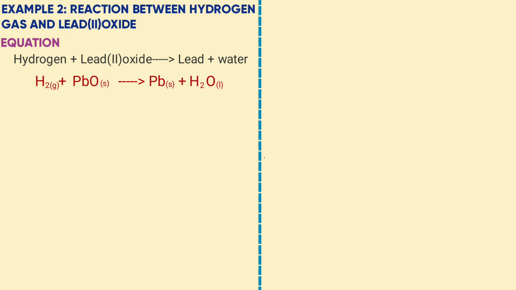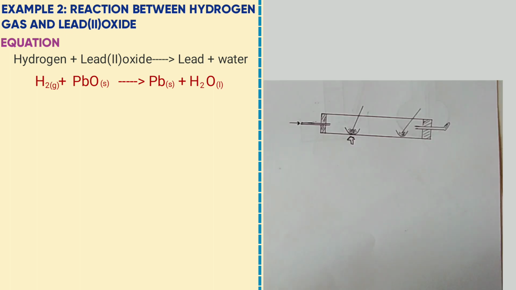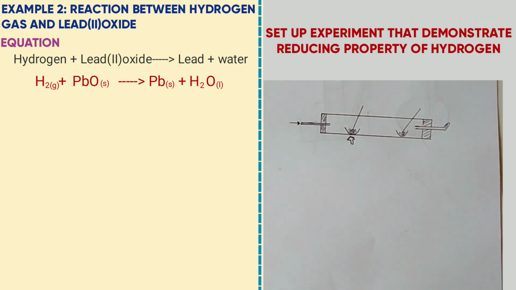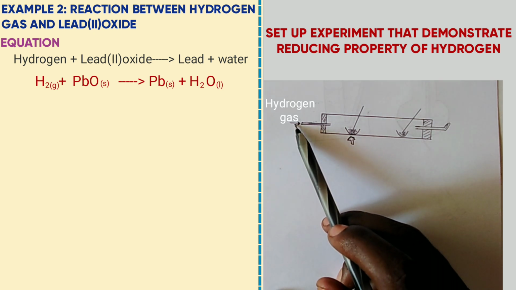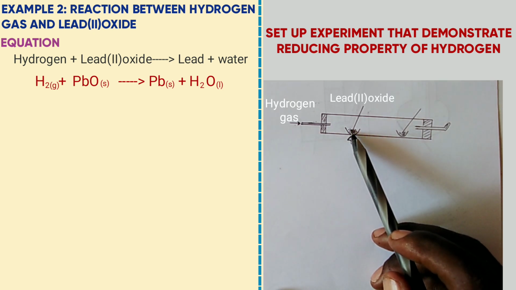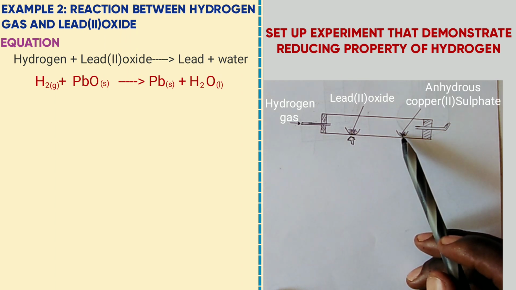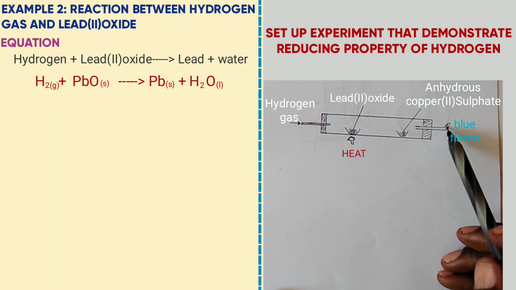Now, the setup diagram below was used to demonstrate the reducing property of hydrogen by passing it over heated lead(II) oxide. So, hydrogen gas is allowed in here, here is lead(II) oxide. And then after that, we have here anhydrous copper(II) sulfate. Then the excess hydrogen is burned here.